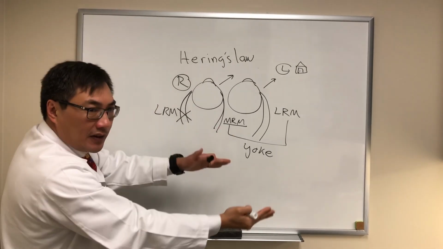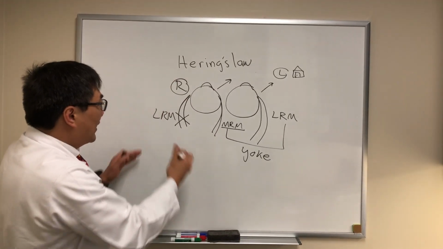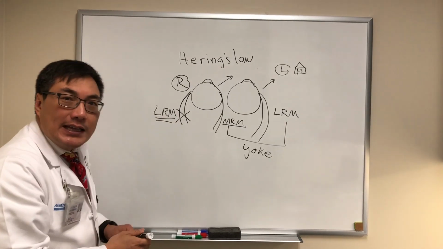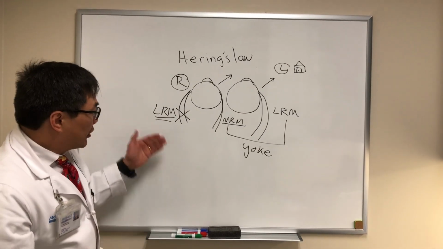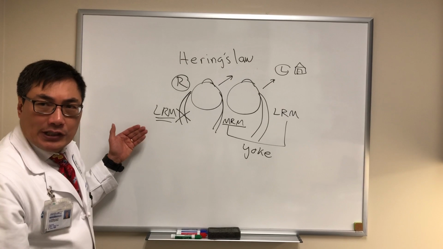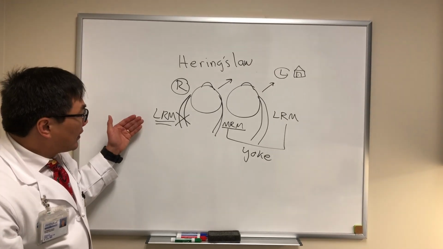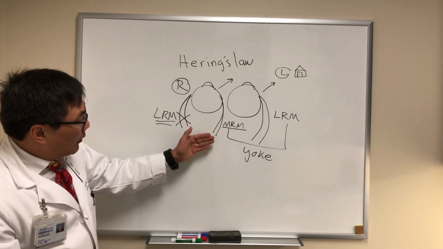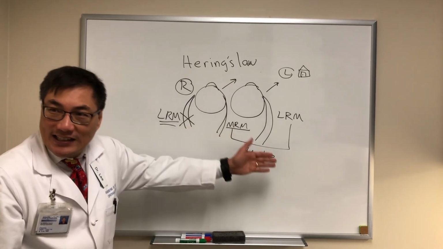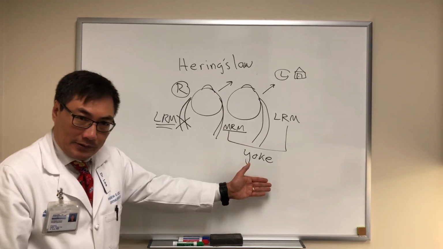So we have to have equal innervation, Hering's law, and we have to have reciprocal disinnervation, reduced innervational effort, and that's called Sherrington's law. So we reduce the innervation to the antagonist, and we increase the innervation to the agonist muscles, who are yoke muscles.